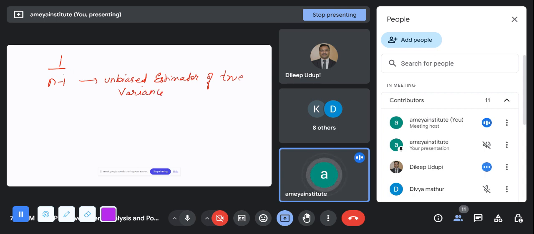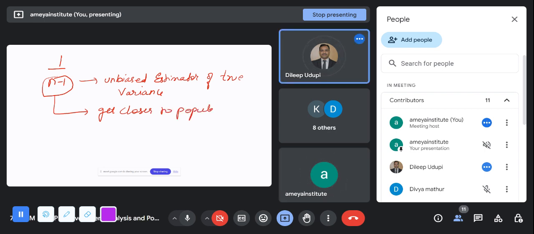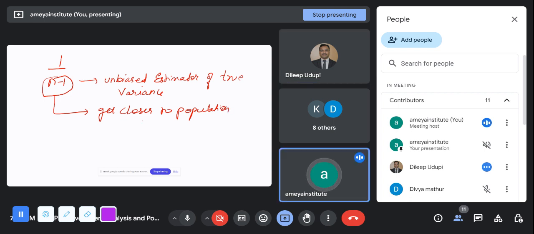When we do variance, we take n minus 1, right? So when we do this n minus 1 in the variance, it means we are trying to get closer to the population. Am I clear with the concept? What is this n minus 1?